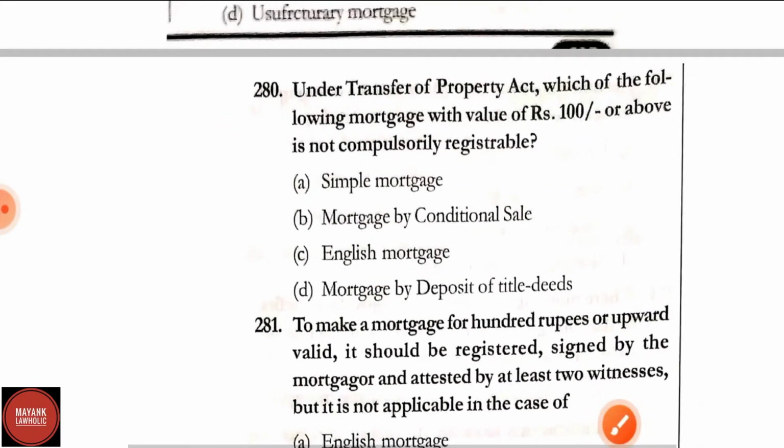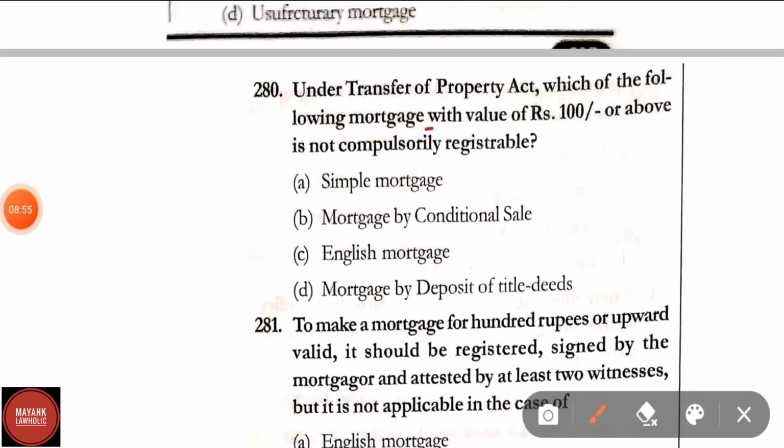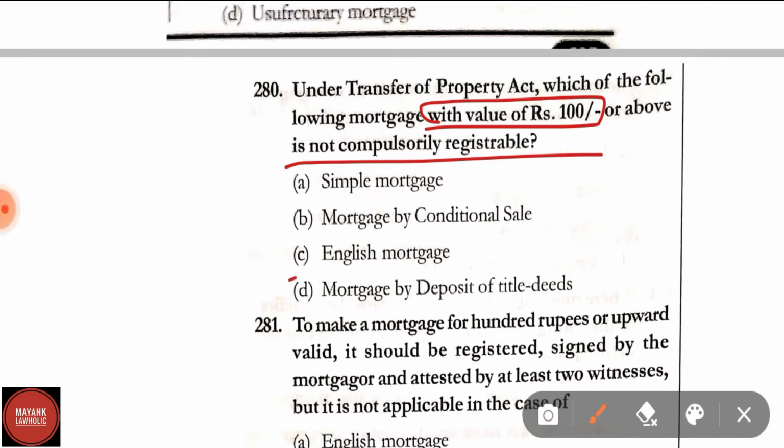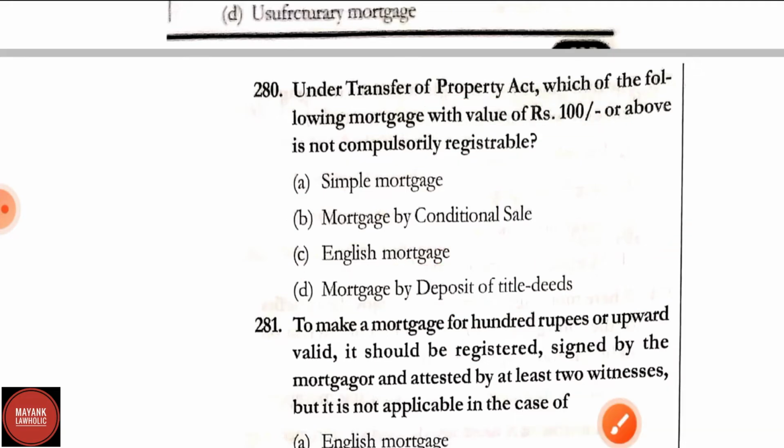Question number 280. Under TPA, which of the following mortgages with value of ₹100 or above is not compulsorily registrable? Options are simple mortgage, mortgage by conditional sale, English mortgage, mortgage by deposit of title deeds. Correct answer is option D, that is mortgage by deposit of title deeds.